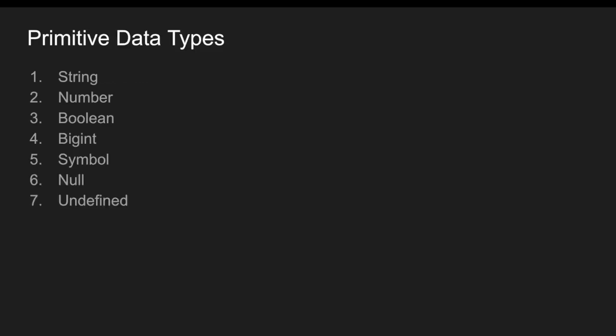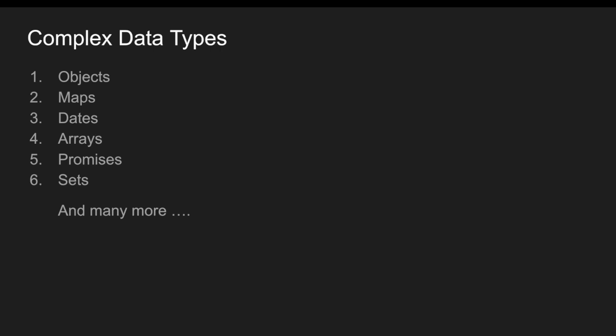Now let me go into the next slide where we will see all the primitive data types: string, number, boolean, big int, symbol, null, and undefined. So these are all the different primitive data types which we can use in JavaScript. And now let's talk about complex data types. We have objects, maps, date, arrays, promises, sets, and many more. And you can even create your own objects, that is custom objects or user defined objects. That means complex data types can be created by yourself. And also there are built-in data types like map, date, list, filter, array, and so on.